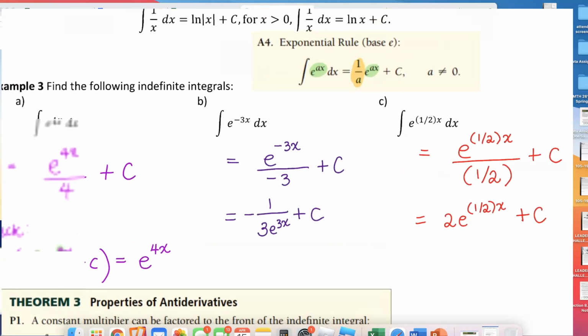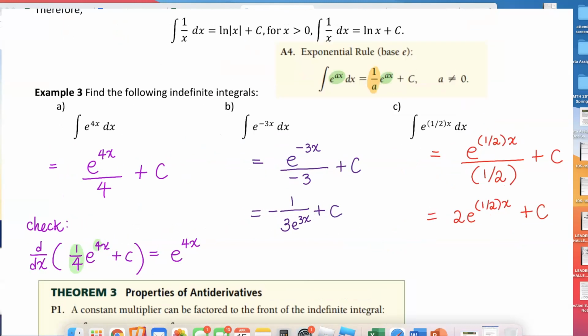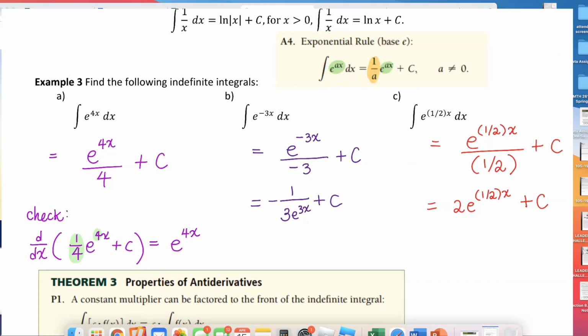And that is how you can find the antiderivative of exponential functions.